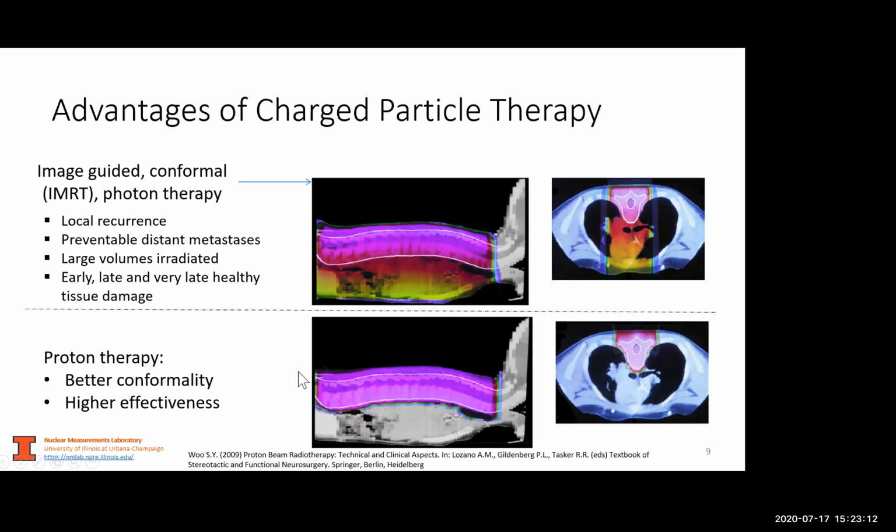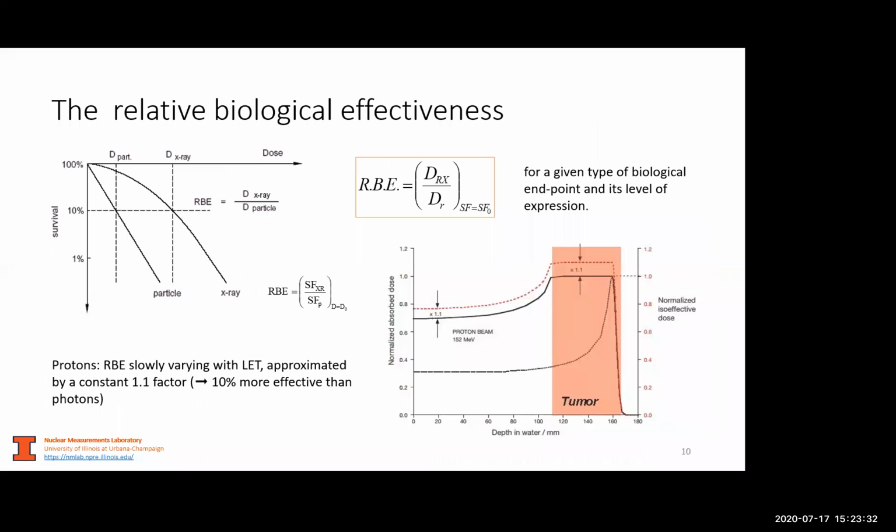Conversely, in proton therapy, the maximum of the dose is all located in the region that needs to be treated. So I hope that I convinced you that certainly proton therapy and charged particle therapy can achieve a better conformality.